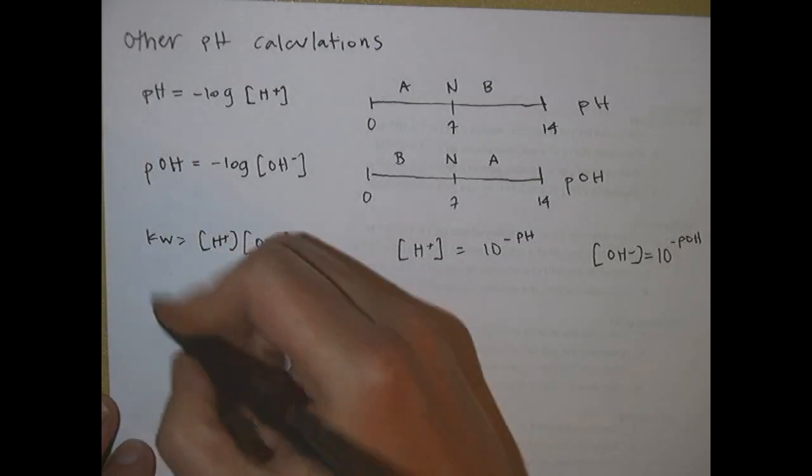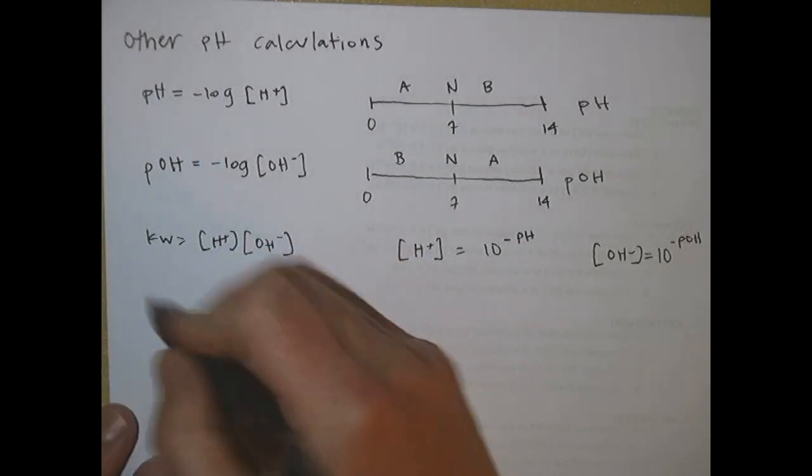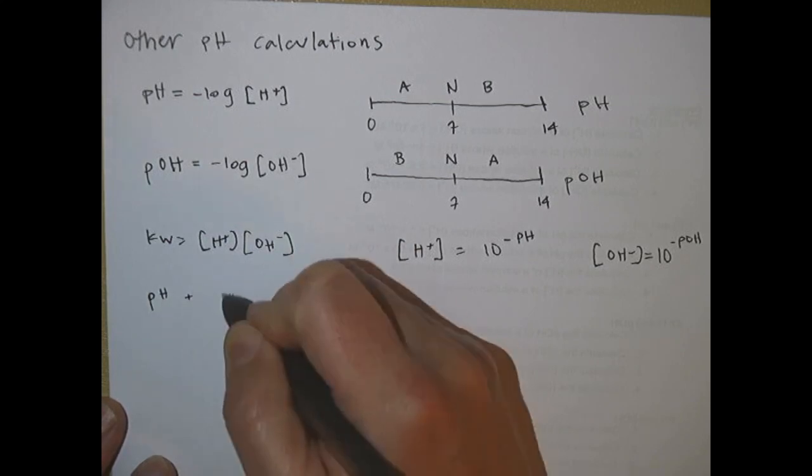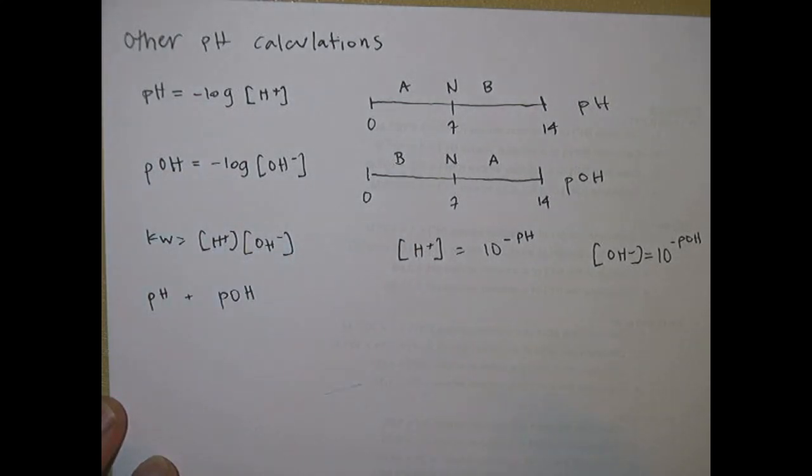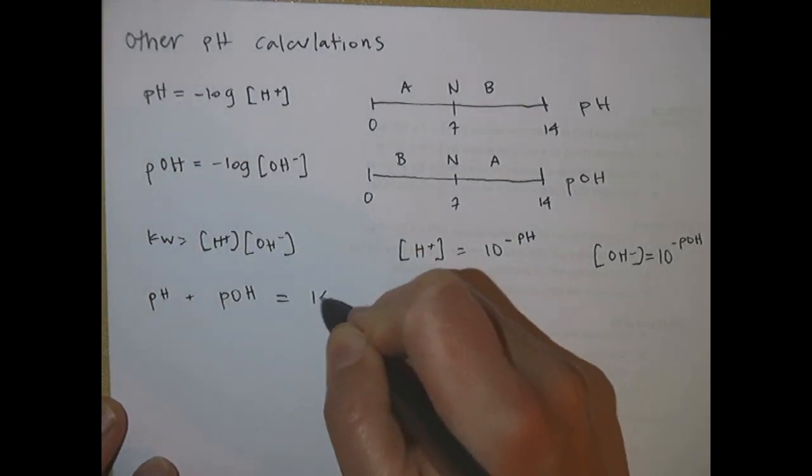Oh, and there's one more. I forgot. pH and pOH, if you add them together, they equal 14.